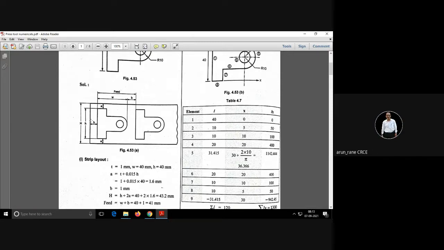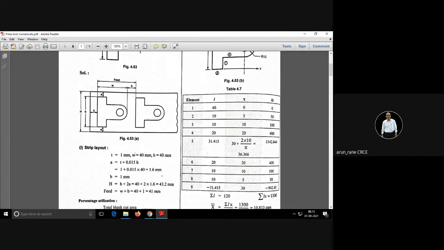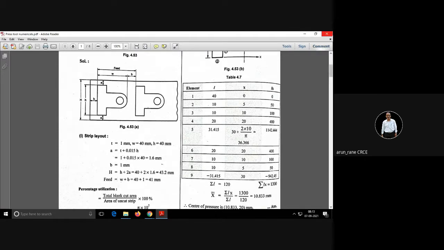Okay, so what is the width of the strip here? Just tell me faster. What is the width of the strip? Figure 4.53a. What is the width? This is the strip. Sir, capital H. Okay. This capital H is the width of the strip, which is given as 40 mm. You are right.